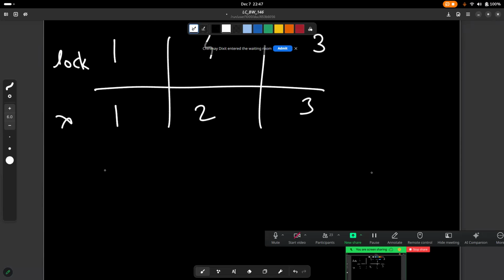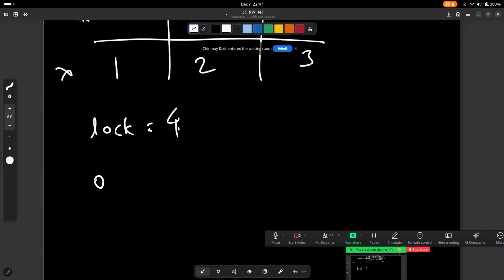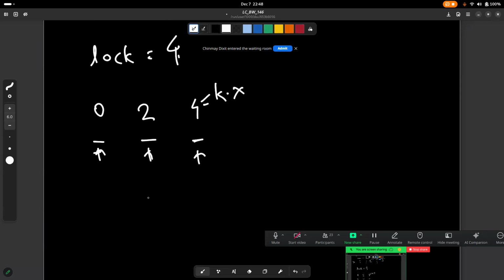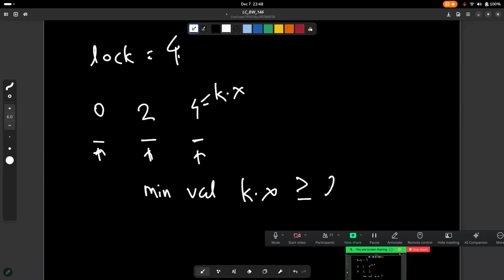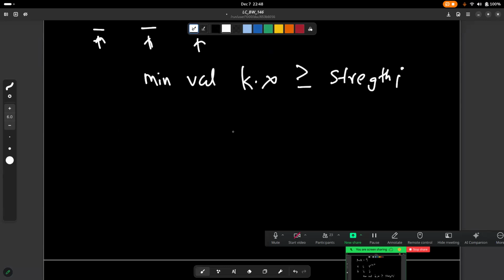Now, consider we are breaking the lock with value of 4. First I have 0 strength. Next I wait for one moment and my strength goes up to 2. I wait for the next moment, my strength goes up to 4. So 4 is my kx. Basically, what I'm saying is: what is the minimum value of k times x such that it is greater than or equal to the lock strength, that is the strength of i.